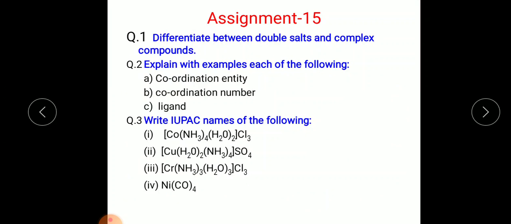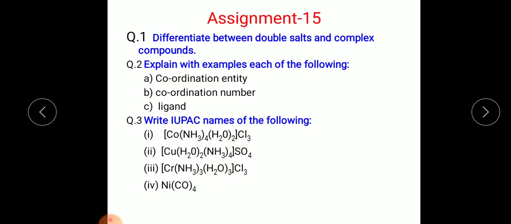Now the assignment for today, assignment 15. Question number 1, differentiate between double salt and complex compounds. Question number 2, explain with examples each of the following: coordination entity, coordination number, and ligands. Question number 3, write the IUPAC name of the following. So please write down the IUPAC name of these 4 compounds.